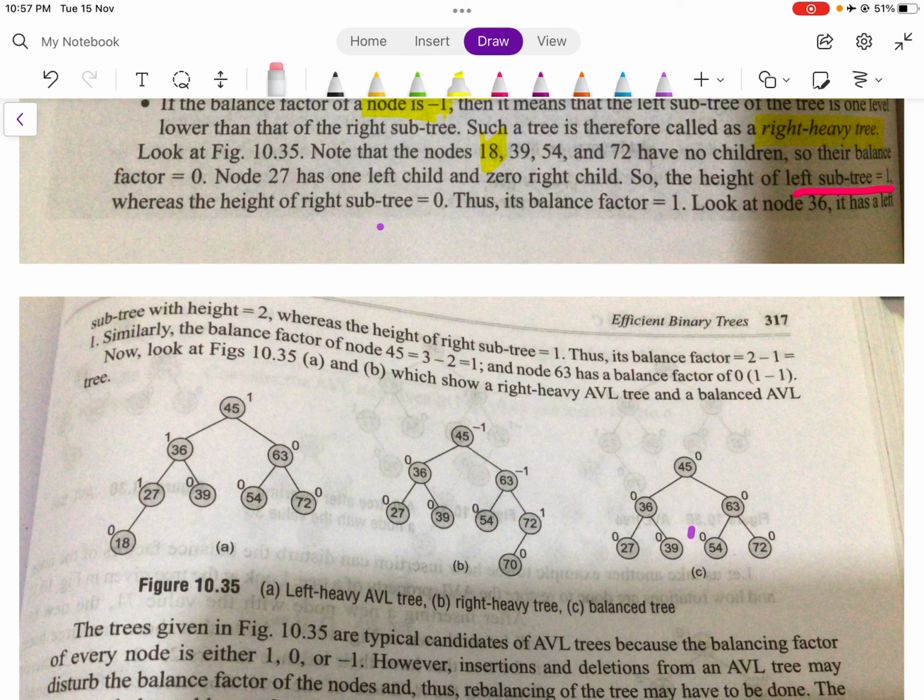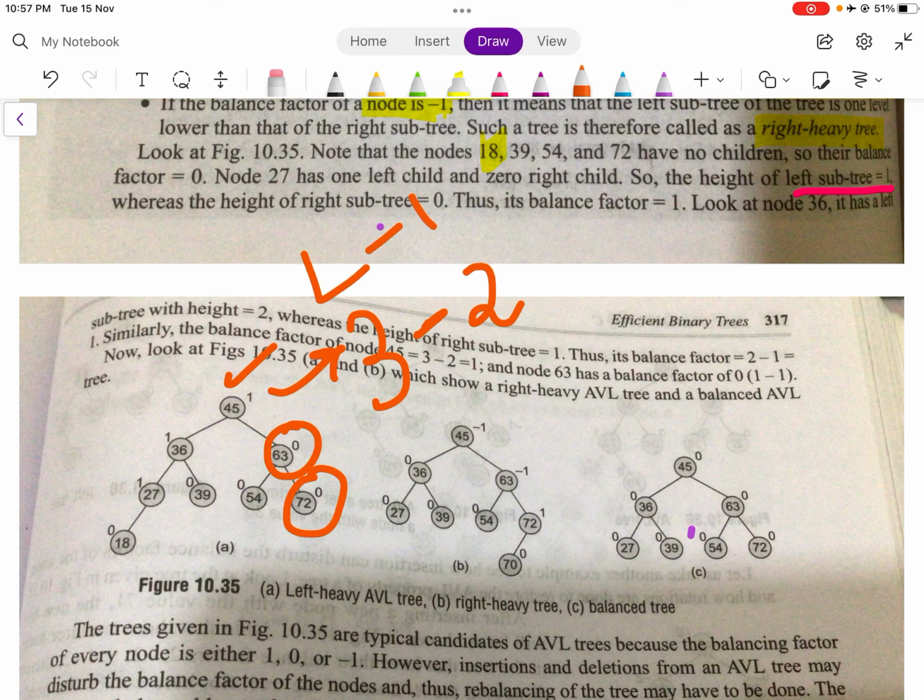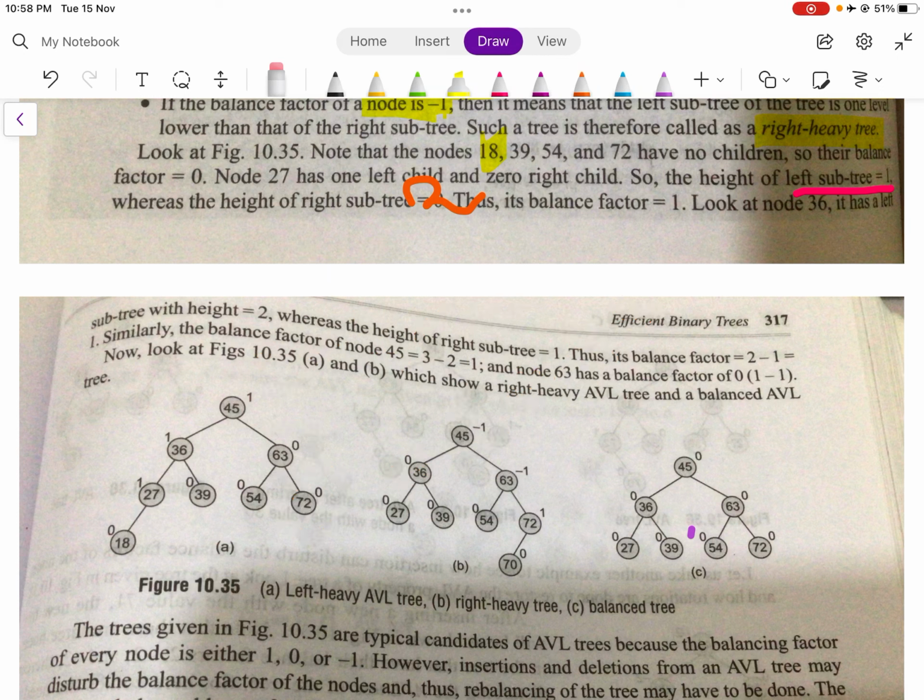Similarly, the balance factor for 45. 45 is the root node. The root node has 36, 27 and 18 on the left, so how many left are there? 3. Minus right, which is 63 and 72, that is 2 on the right. So, left height minus the right height is 3 minus 2, which is 1. So, 45 has a balance factor of 1. The explanation is that the balance factor for 45 is 3 minus 2, which is equal to 1.